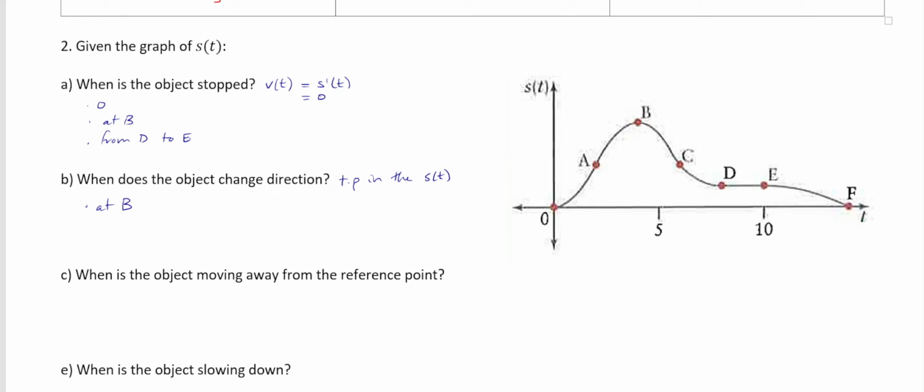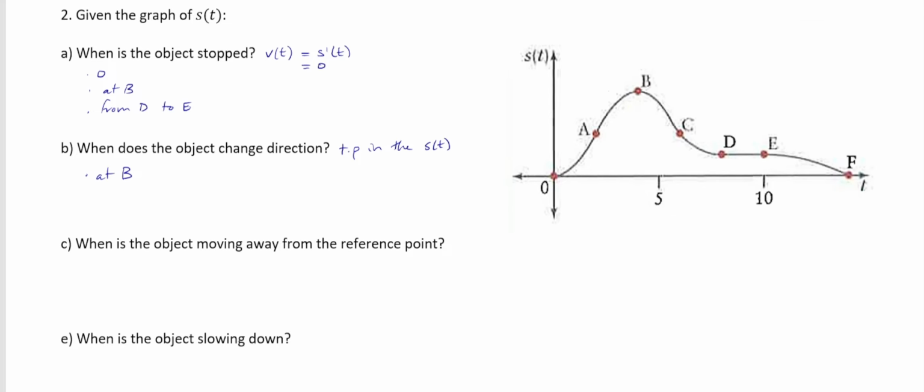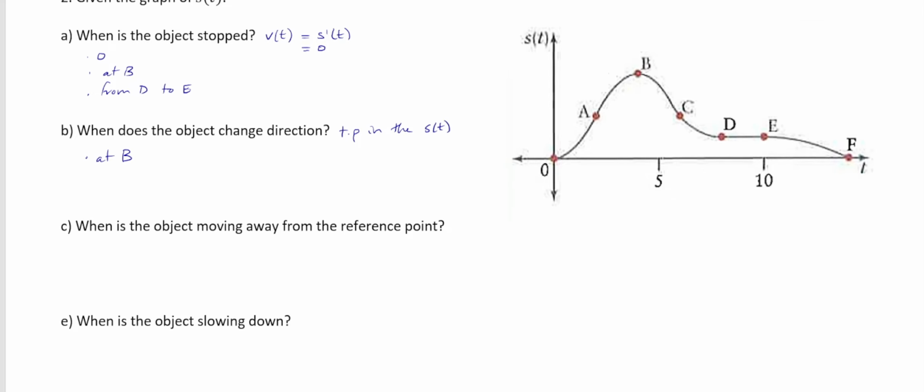At B. When is the object moving away from the reference point? Well, if we look at the graph right here, moving away from the reference point is when it is going away from the x-axis, right? So in increasing values of s at t. So at that portion right there, it's going away from the reference point. So we'll say right there, from 0 to B.